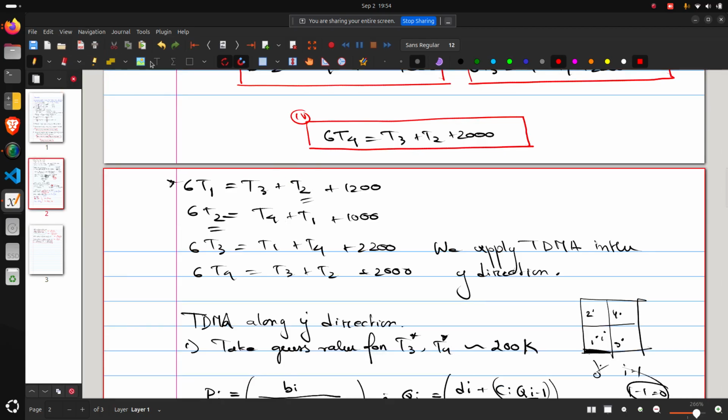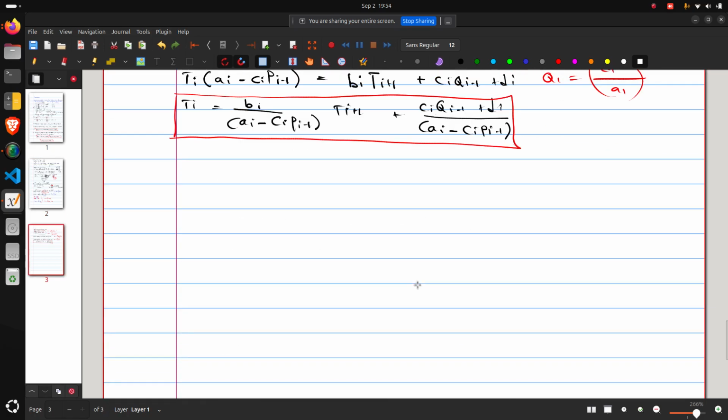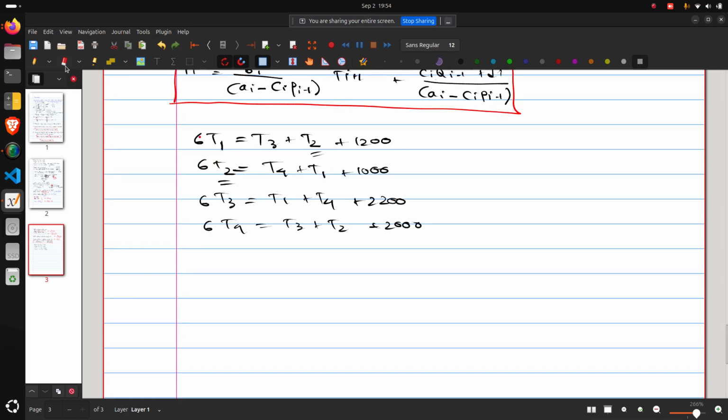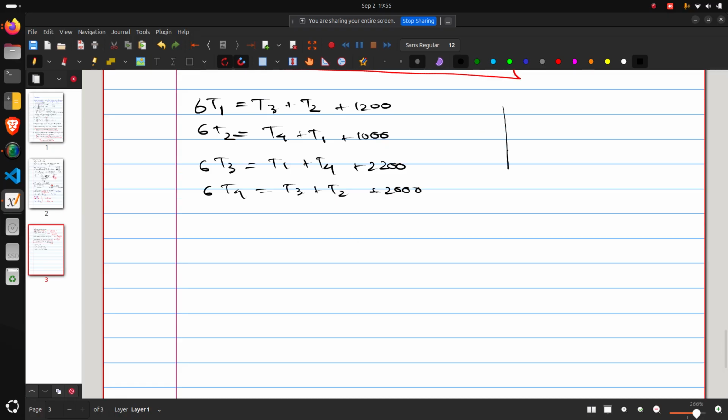Let me just, is there a way to copy? Okay, so now that we have again discussed how the Pi's and Qi's will be computed, let me go back to the solving of this 2D problem. So let me just draw it here once again for convenience.